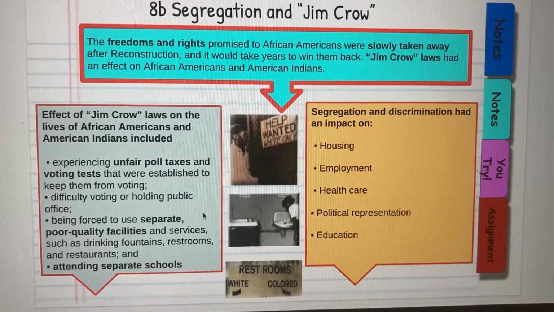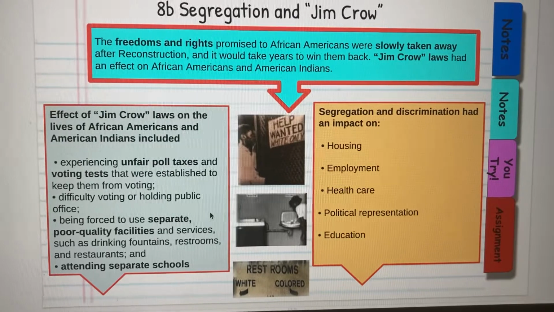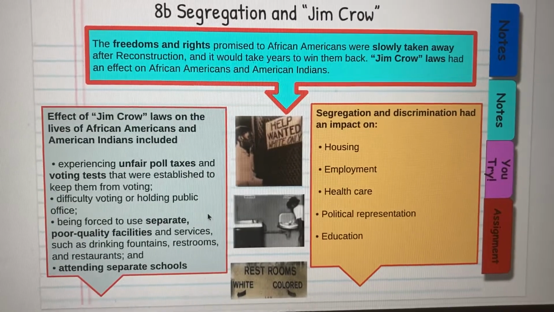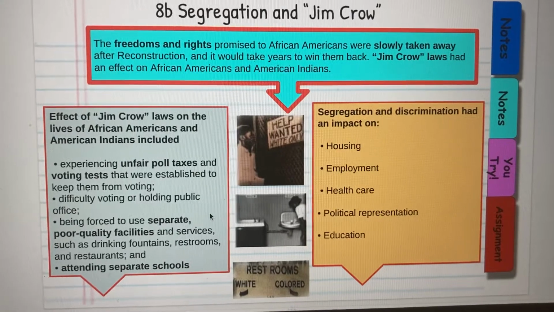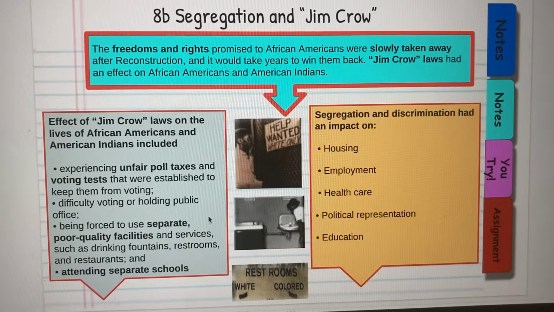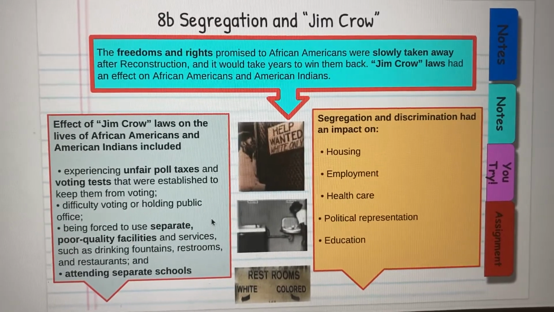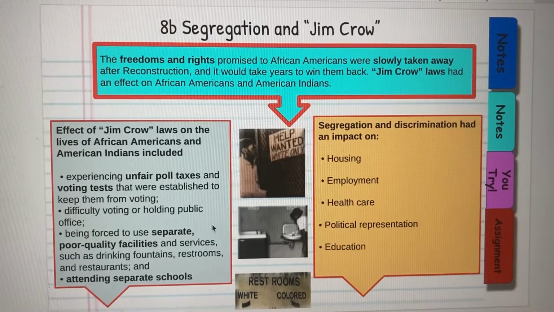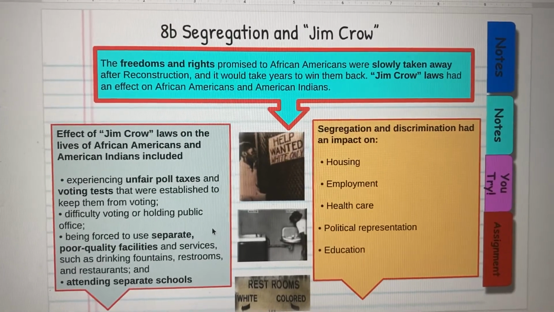So this segregation and discrimination with the rights that were taken away from African Americans, they had an impact on housing, on employment, on healthcare, on politics, and on education. In my opinion, this is one of the darkest times in Virginia and American history.